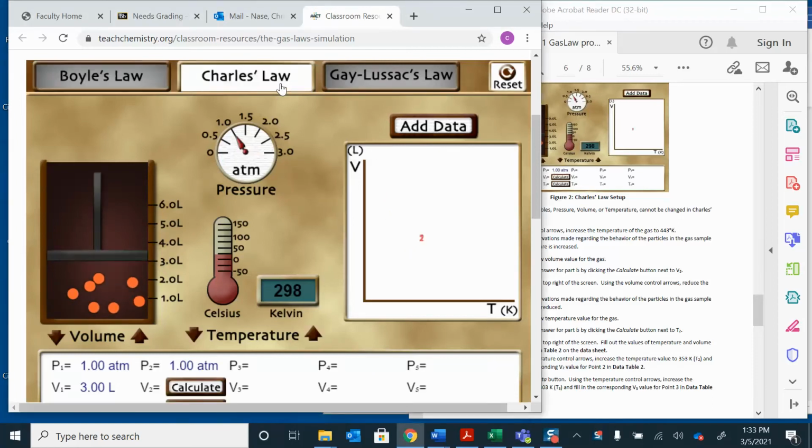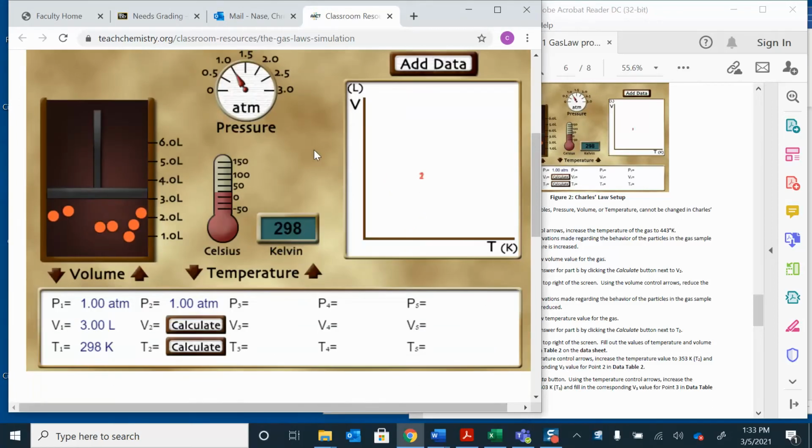Switch over to Charles' law, and you can see in Charles' law, pressure is fixed, and you can change volume and temperature. So the first thing we're going to do is, again, we're starting now at 298 Kelvin and a volume of 3, pressure is being held constant at 1. And they ask us to increase the temperature, and what do you think is going to happen? So down here is the temperature control. I'm going to increase that.